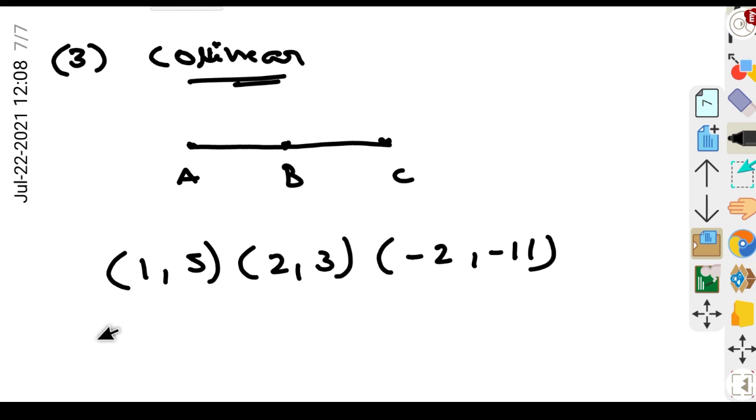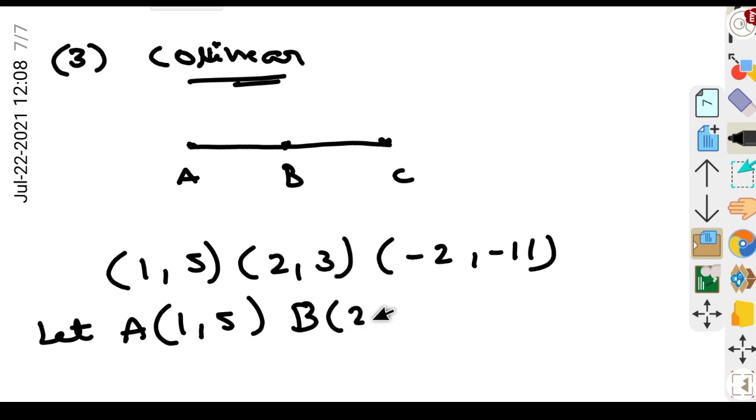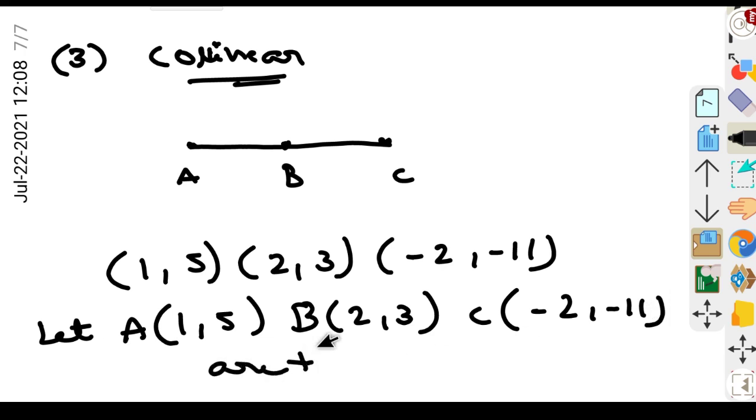So therefore let me write the first as, let A of (1, 5), B of (2, 3) and C of (minus 2, minus 11) be the points.